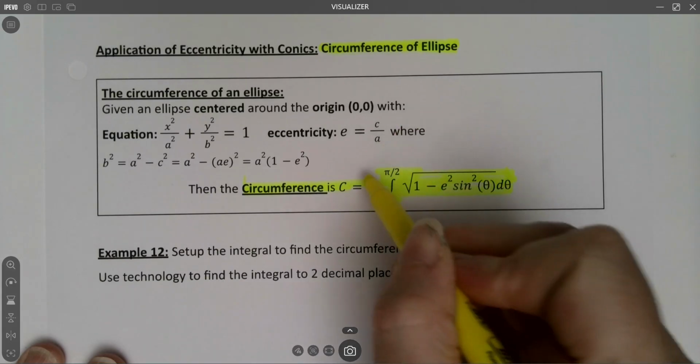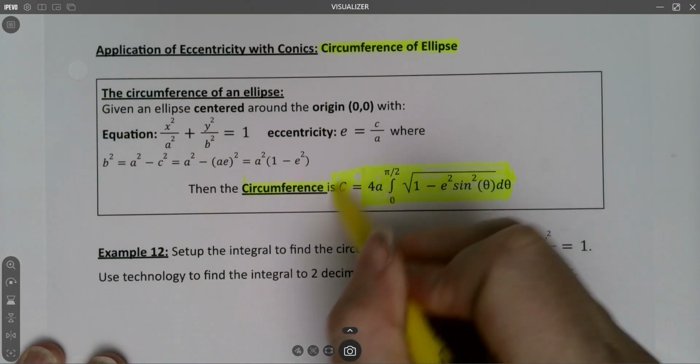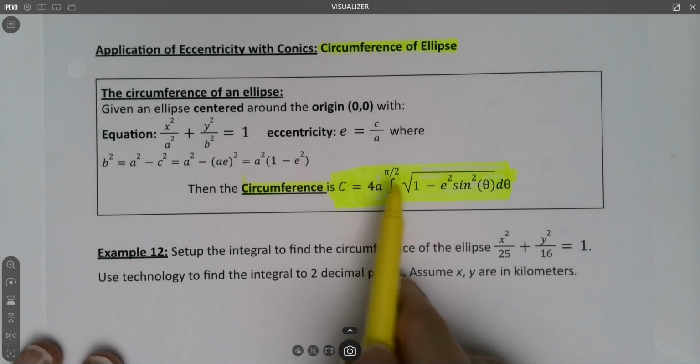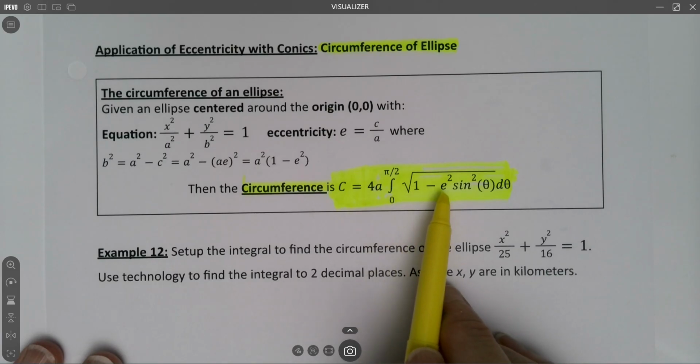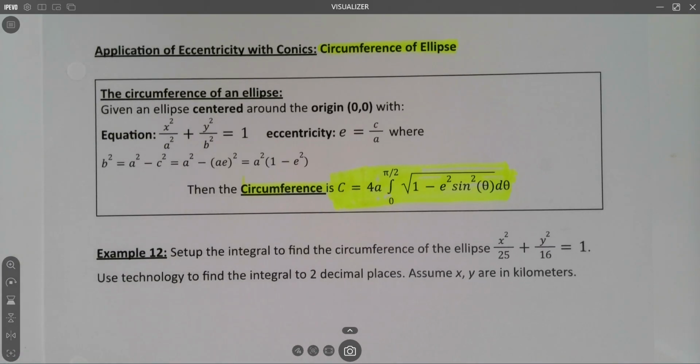4a times the integral from 0 to pi over 2 of the square root of 1 minus e squared times sine squared theta d theta, where e is the eccentricity, which is c divided by a. And you can kind of see the logic of it. What you're doing is finding the circumference of a quarter of the ellipse and then multiplying it by 4.